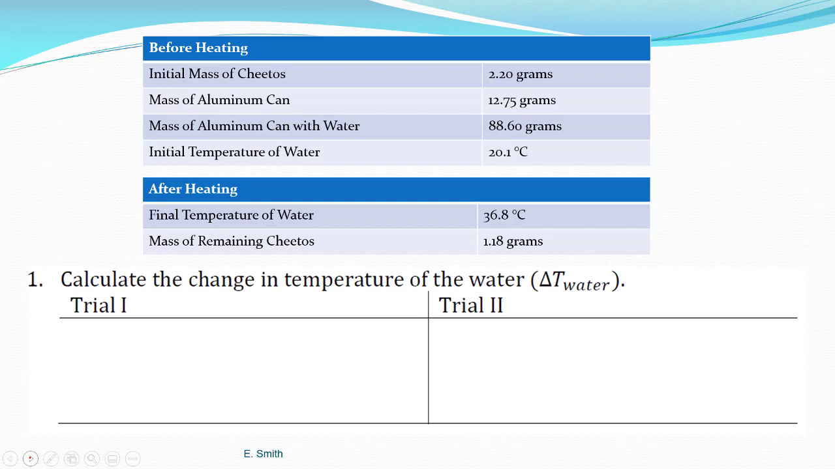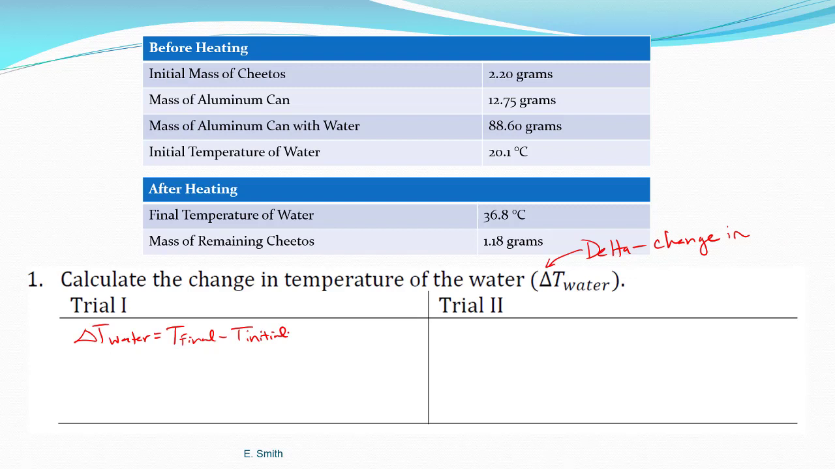I'm starting with question number 1. We're going to ask you to calculate the change in temperature of the water. Anytime you see this delta symbol, delta means change in. So what we're looking at is the change in temperature of the water. The change in temperature of the water is always going to be the final temperature minus the initial temperature, meaning what our final reading was compared to what our first reading was.